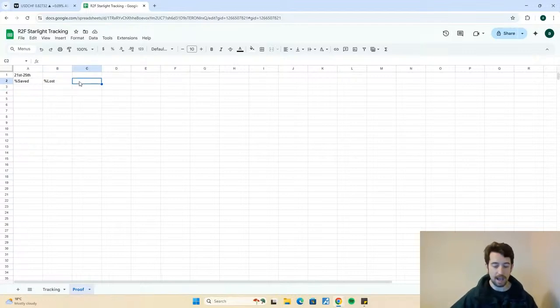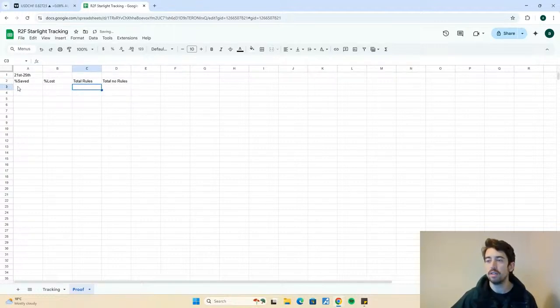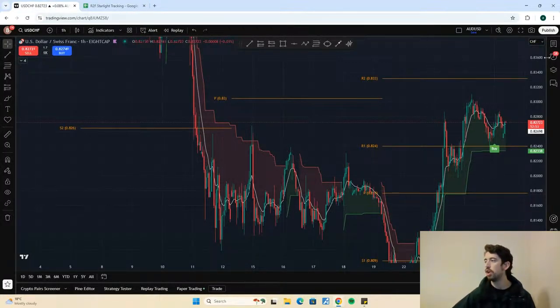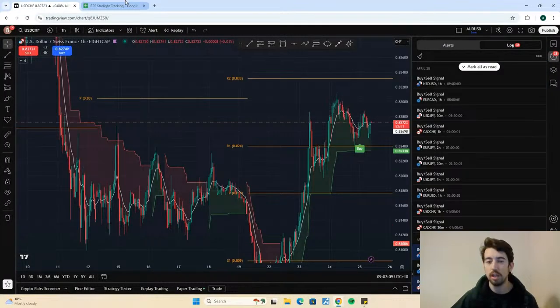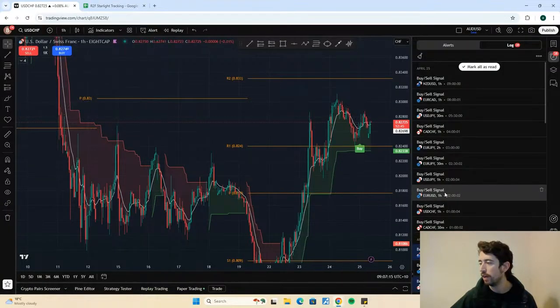And then we're going to have the total rules, and we're going to have total no rules. And we'll have that running there. So that is what we're going to be looking at, all in all. So that's pretty easy in terms of the tracking sheet. That should be pretty easy looking at this. It's going to be fun as well, putting all this stuff down and having a look at it.